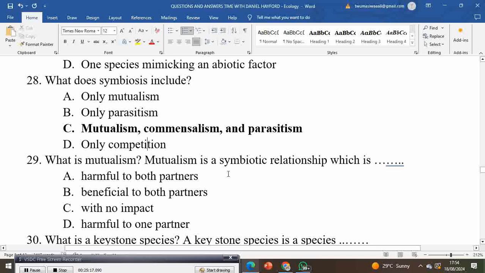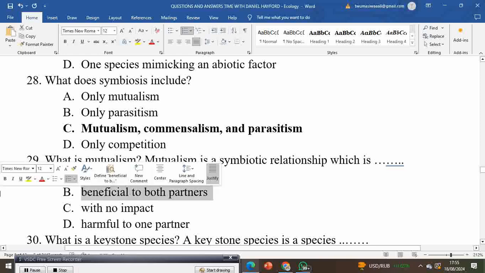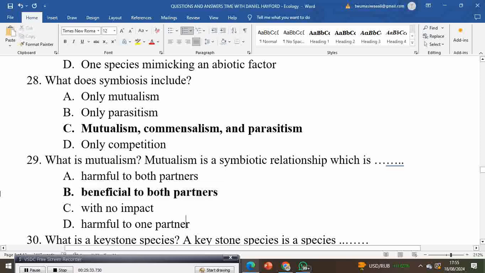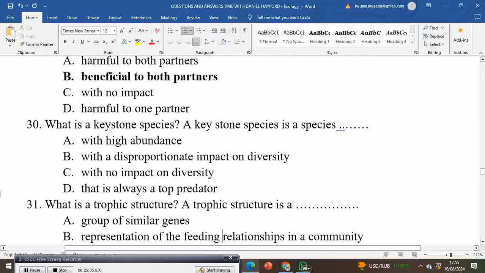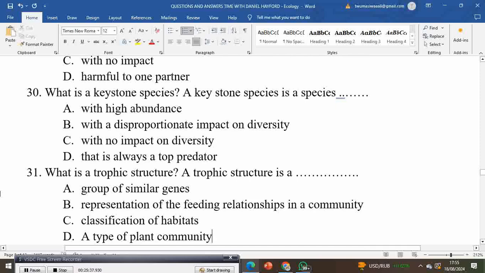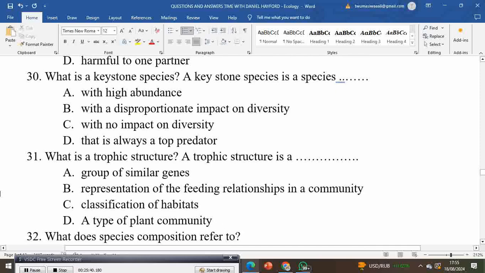What is mutualism? I started the answer for you. Mutualism is a symbiotic relationship which is... Okay, so the first option is harmful to both partners, beneficial to both partners, with no impact, and then harmful to one partner, right? So your best option should be beneficial to both partners. No matter how selfish the species involved in mutualism may be, both partners benefit. Number 30.